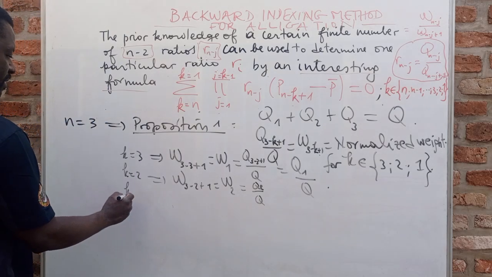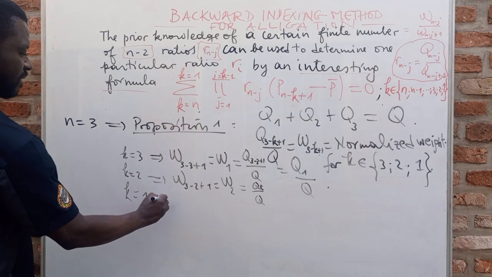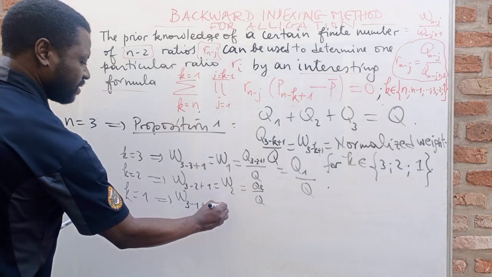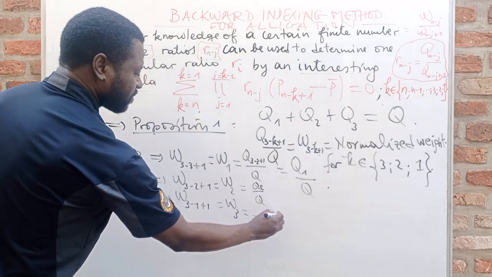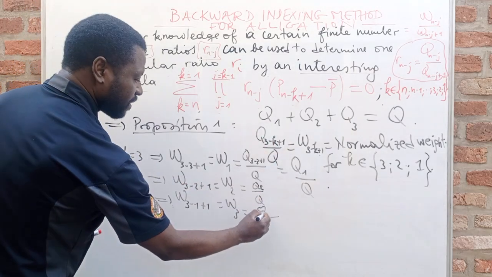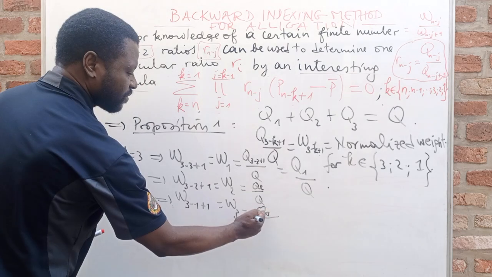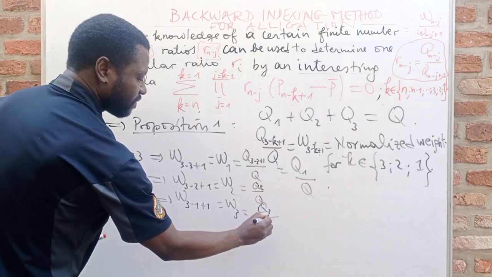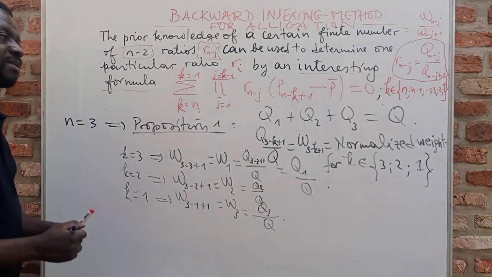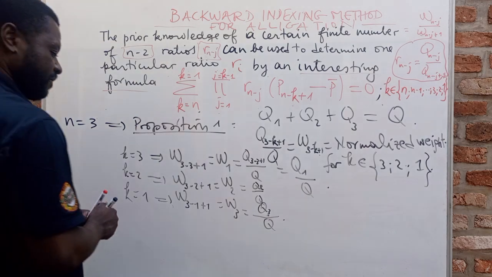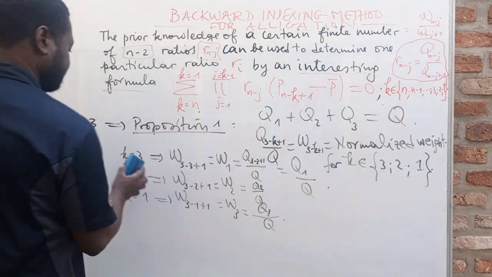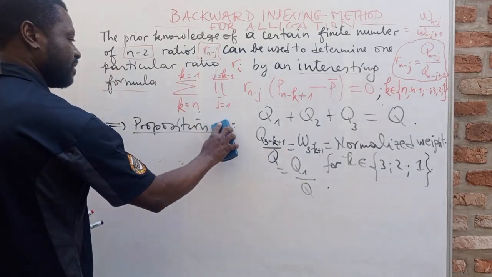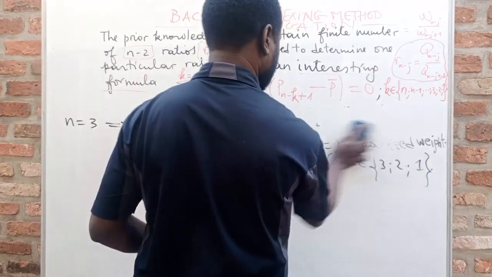So k equal to 1. You're going to have omega sub 3 minus 1 plus 1, which is omega sub 3, which is also, after substitution of the value of k, q sub 3 over q, q being the sum of all values. Now here, this is for the first proposition.